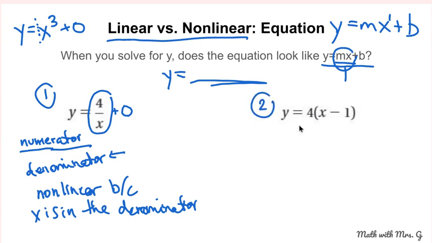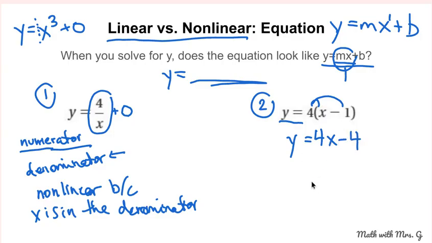So example 2, can this function right here be called linear or nonlinear? Well, we really can't make that determination if we haven't simplified, okay? It already says y equals, but over here, this is not simplified because when we have parentheses, things are not simplified. So we need to simplify this first, and we need to distribute that 4. So when we distribute the 4, we end up with 4x minus 4.